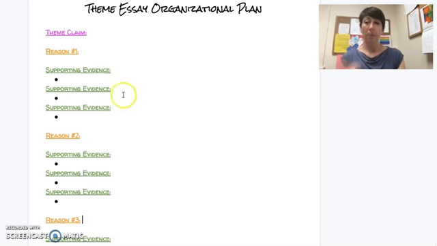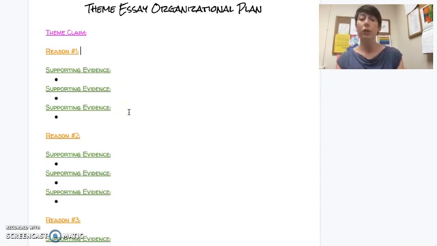And the third. And underneath each of those reasons, I've given you space to include supporting evidence to back up this reason, to prove to the reader of your essay, yes, this reason is actually accurate, and I've got specific things from the story or the novel that can back that up.